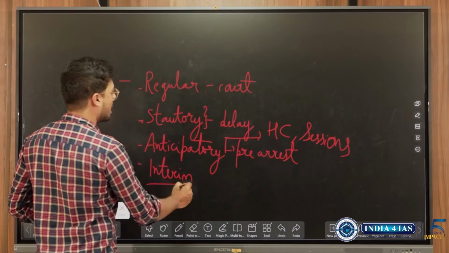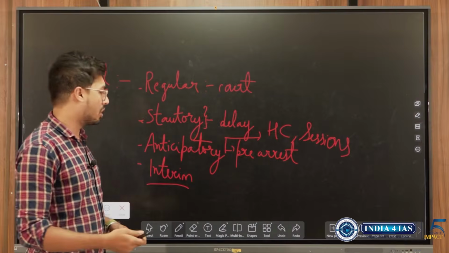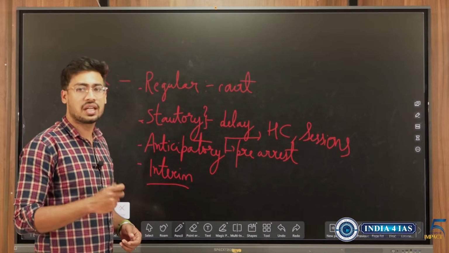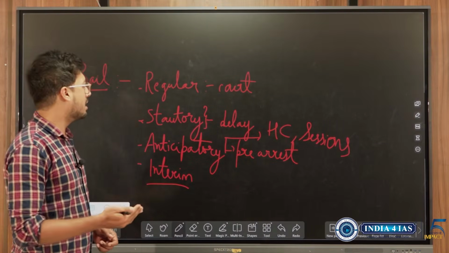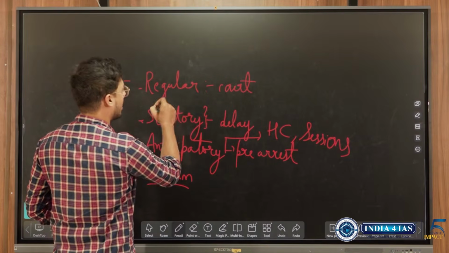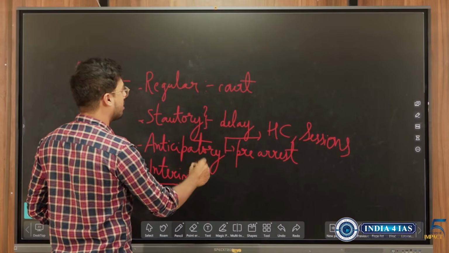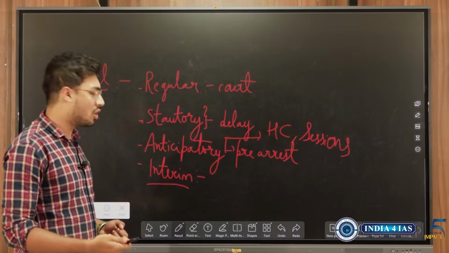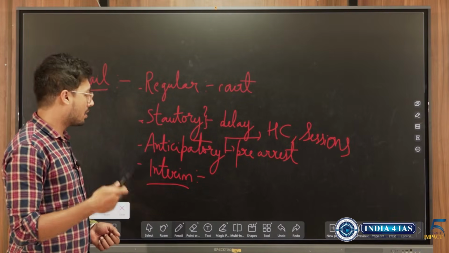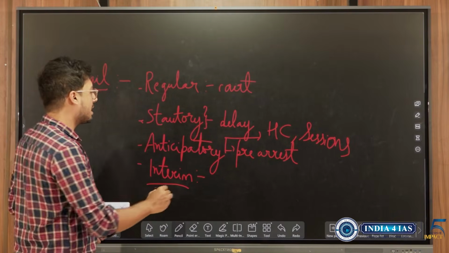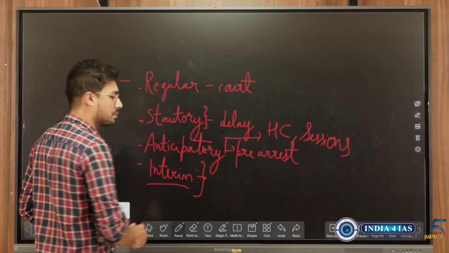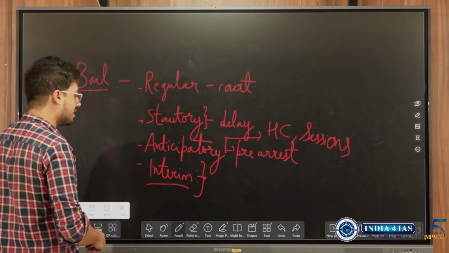Another one is interim. The name itself tells, interim means temporary. It is a bail that is taken for a temporary and short period. That too when the regular bail has not been granted yet. The regular bail process is still going on. So during that point of time, instead of just waiting, they take an interim bail for a short duration of time. So this was a basic idea about this.